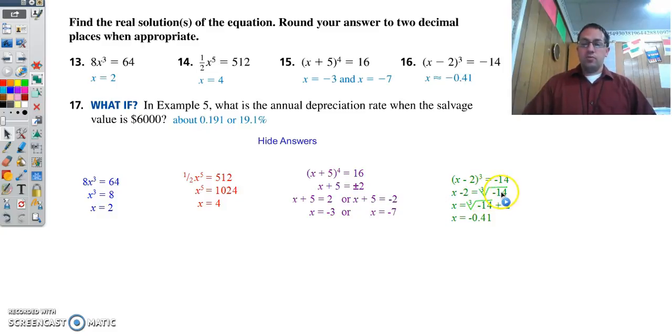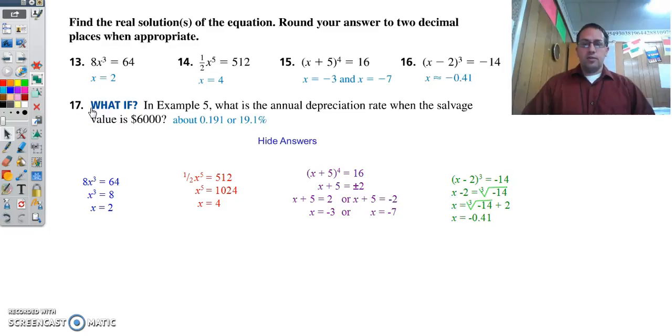And it's just the cube root of negative 14, not positive or negative, because 3 is odd, so it's just one solution. So next we get rid of that minus 2, so we add 2 to both sides. And we have x equals the cube root of negative 14 plus 2. And we can stick this in a calculator, and we get approximately negative 0.41.